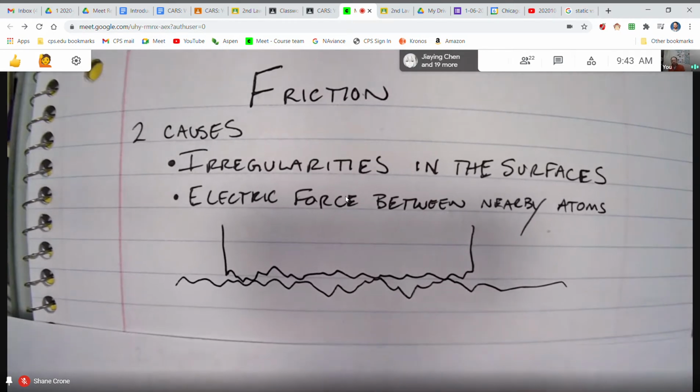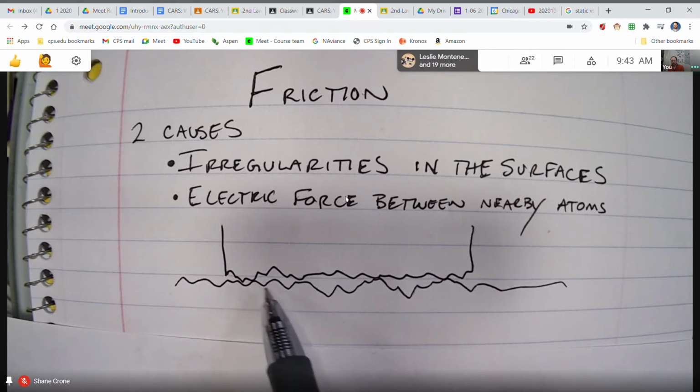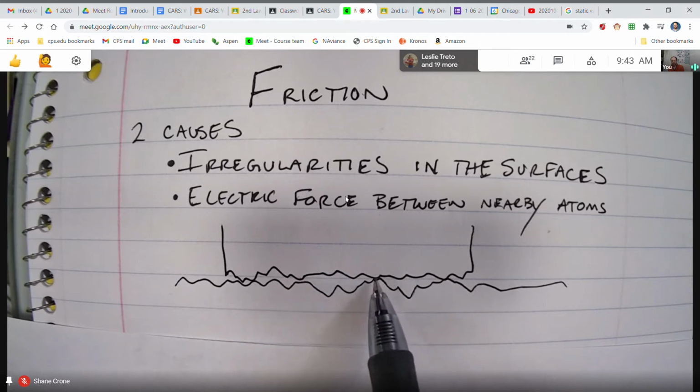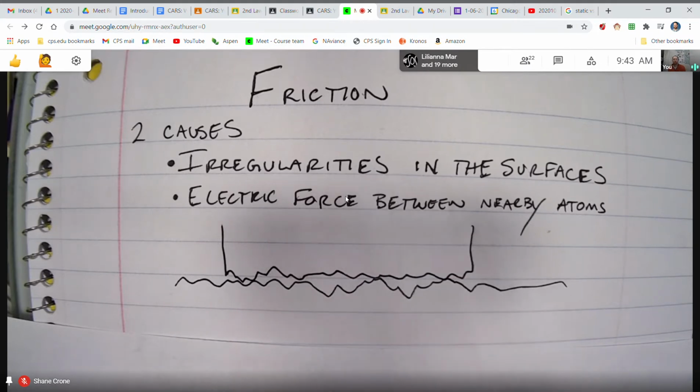you can see there are places where, for example, look at this little spot right here. If I try to slide the top block to the right, there's a little tiny hill right here. That guy's going to have to push up over the top of that hill. Then when it gets over to here, it's going to have to push up over the top of this. So that's the irregularities in the surfaces contributing to friction.